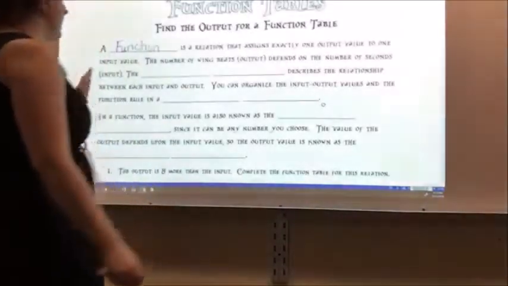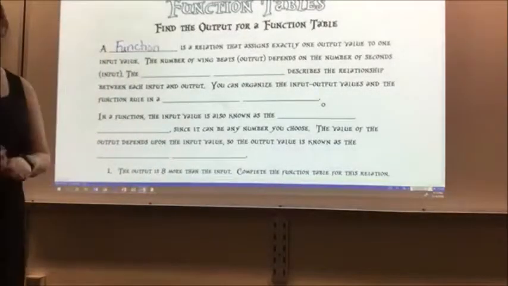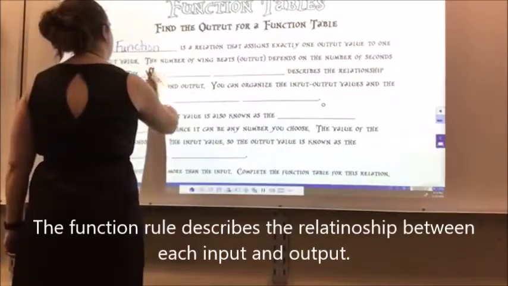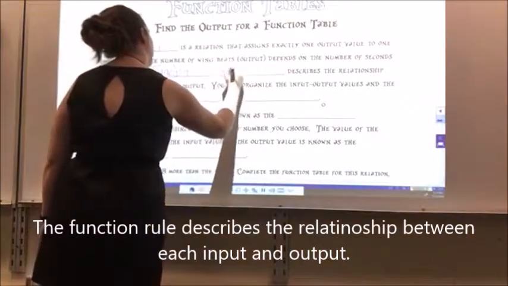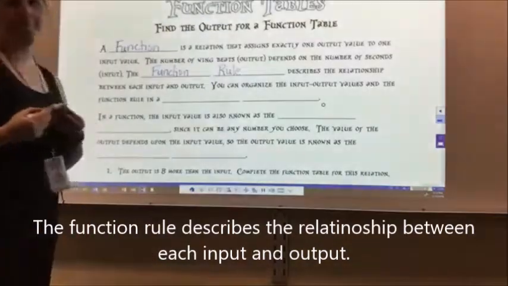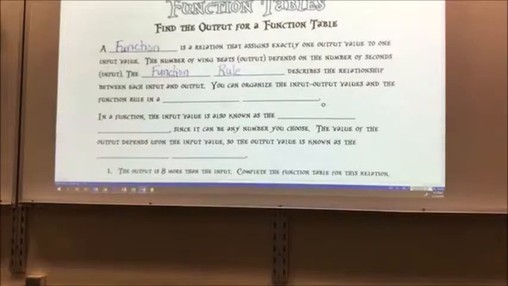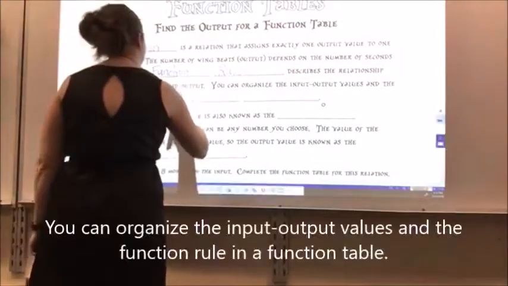Okay? The blank blank describes the relationship between each input and output. In those two blanks, you're going to write function rule. So, the function rule describes the relationship between each input and output. You can organize the input-output values and the function rule in a blank blank. In those blanks, you're going to put function table.